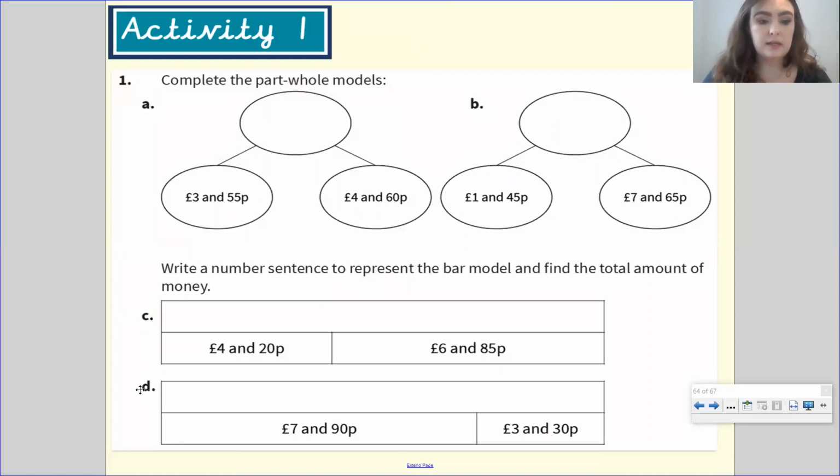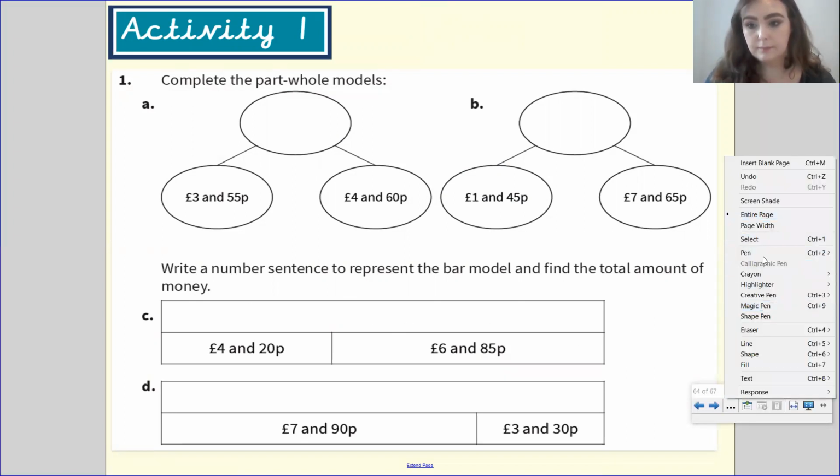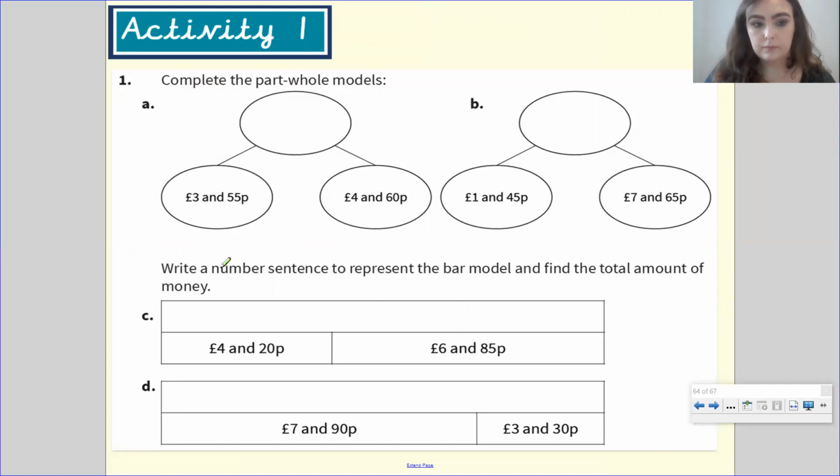Then for parts C and D, you need to look at the bar model, look at how much is in one part and how much is in the other part, and you need to write a number sentence to represent it, and then I'd like for you to work it out as well. So you probably do something like £4.20, add £6.85, and then give me the whole as well. That's activity number 1. So pause here if you are going to complete activity number 1.